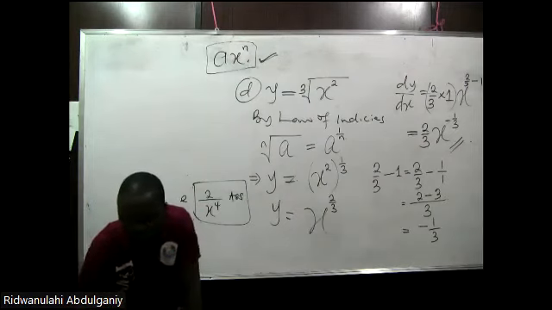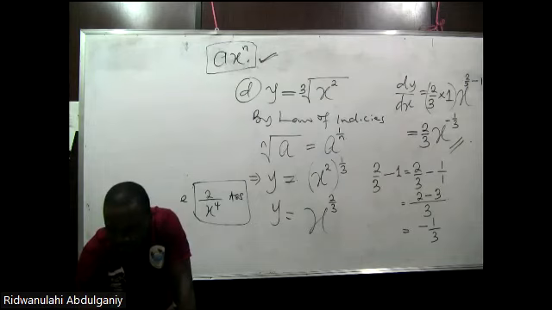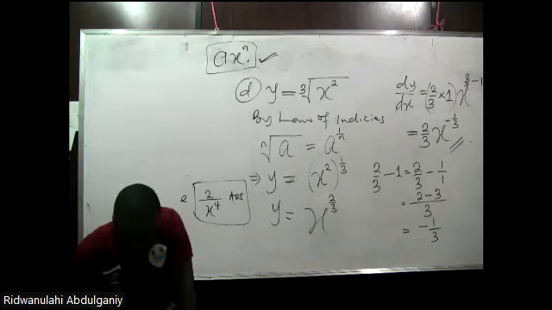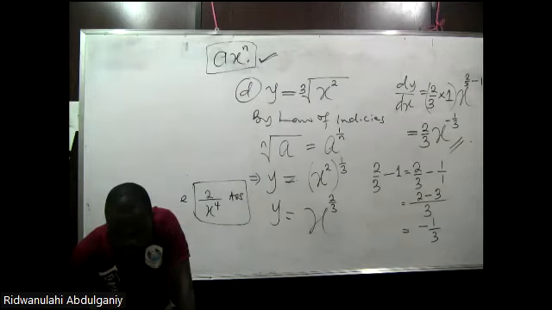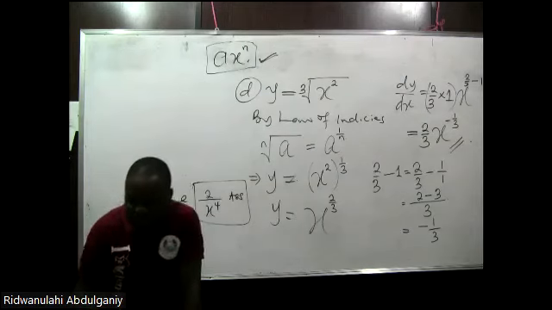Nneka, kindly unmute yourself. Yes, sir. Good evening, sir. The part where you said 2 over 3 minus 1 equals 2 over 3 minus 1 over 1. Sir, you used the 3, the denominator, as the LCM. You did LCM, right? Yes. You cross multiplied. No, I didn't cross multiply.